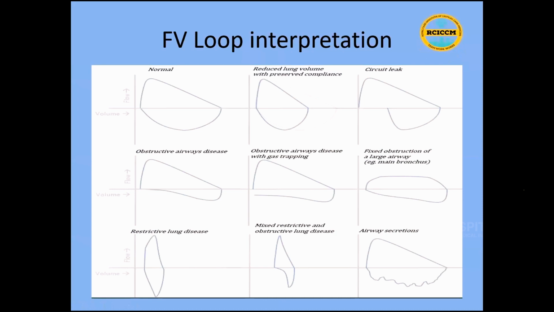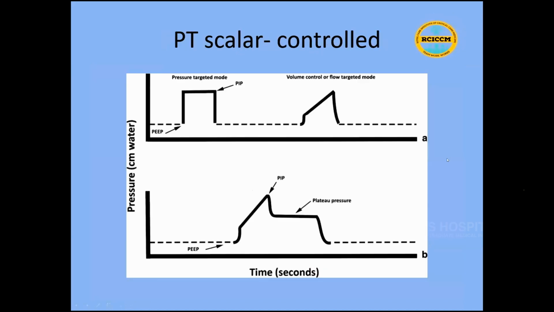So this is a slide depicting the pathology that can be seen with a flow volume loop, and also very simple pathology like airway secretions causing a sawtooth appearance, or the circuit leaking with a premature stoppage of the expiratory limb. So quite a lot of information can be gained by the bedside on the ventilator interface with a flow volume loop.